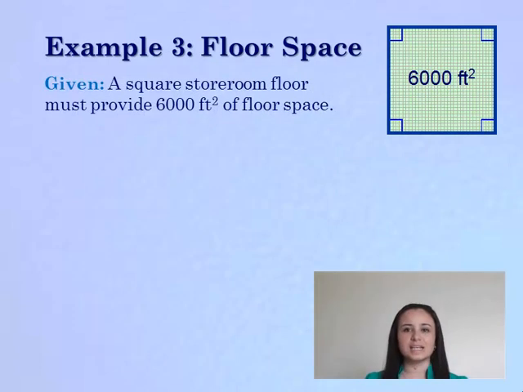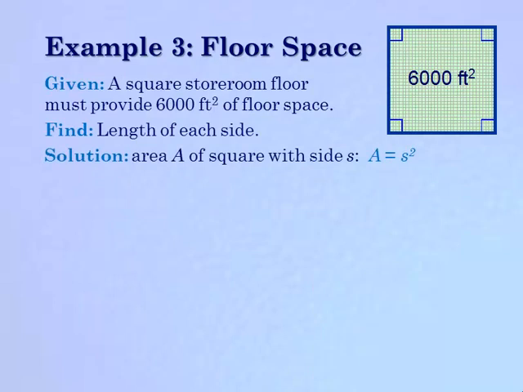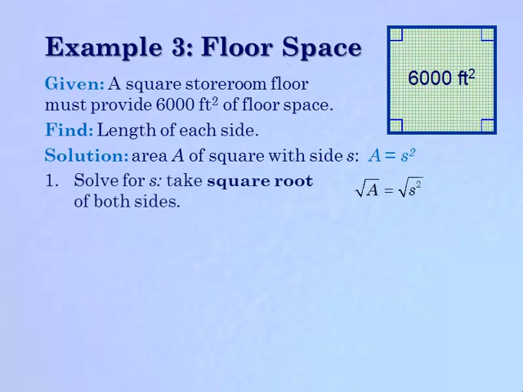Now let's take a look at example 3, where we're given a square storeroom floor that must provide 6,000 square feet of floor space, and we have to find the length of each side. Well, the solution is to start off with the formula for the area of a square, which we know is A is equal to S squared, where S is the side that we're looking for, right? So we're going to solve for S.